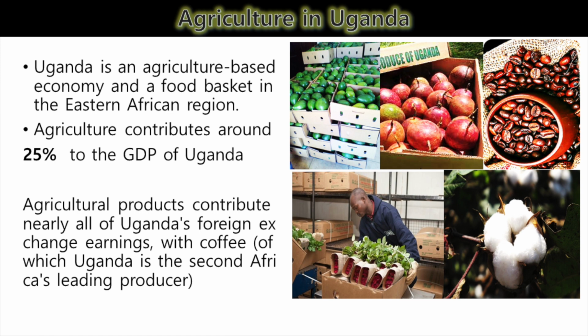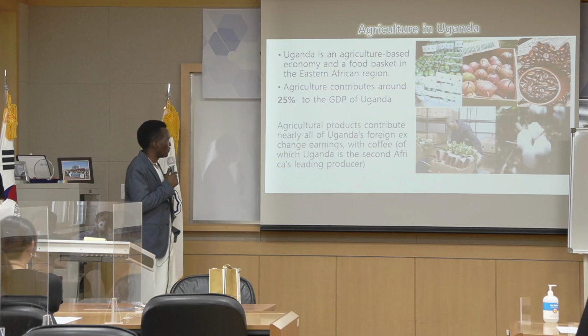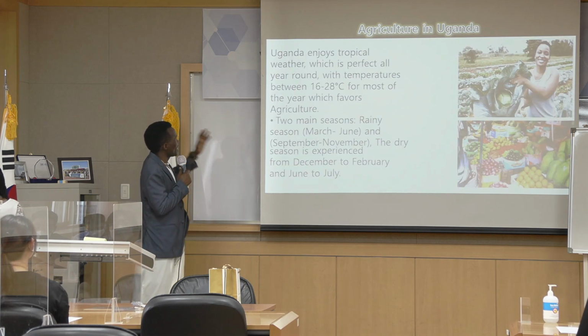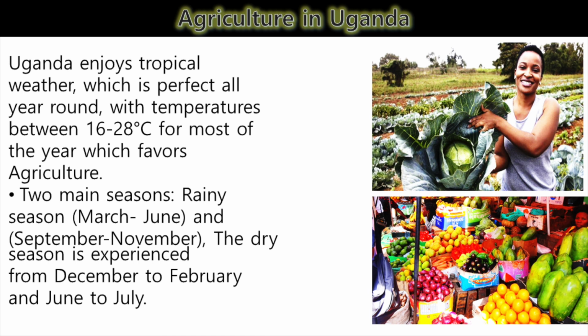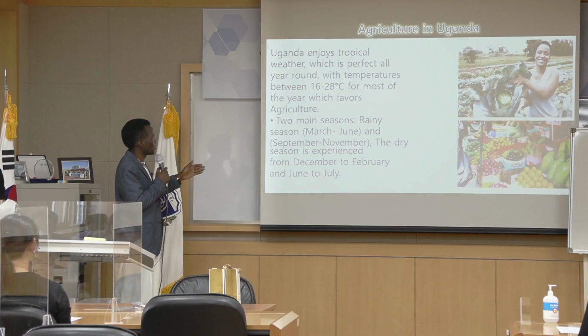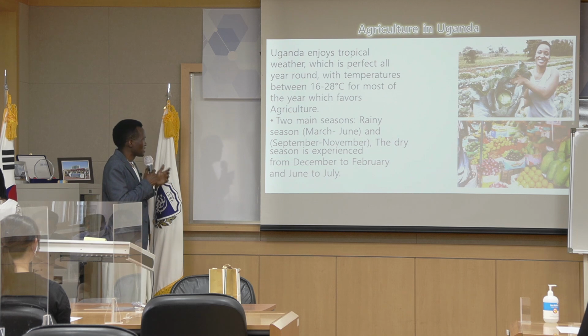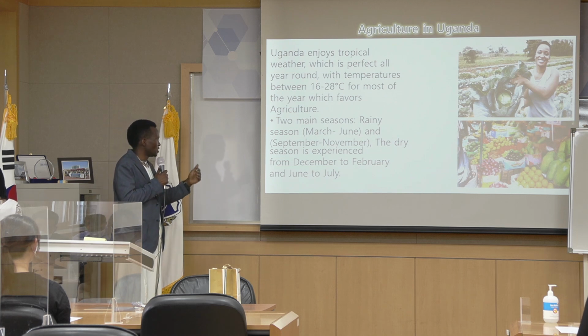Agricultural products contribute nearly all of Uganda's foreign exchange earnings, with coffee, of which Uganda is the second leading producer in Africa after Ethiopia. Uganda enjoys tropical weather, which is perfect all year round, with the temperatures I told you about. And we have two main seasons. The rainy season is between March and June, and September and November, every year. The dry season is experienced from December to February and June to July.